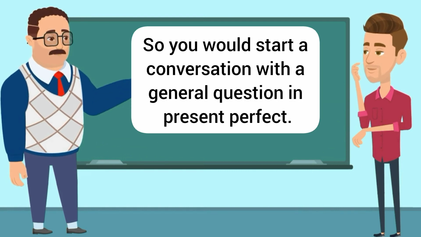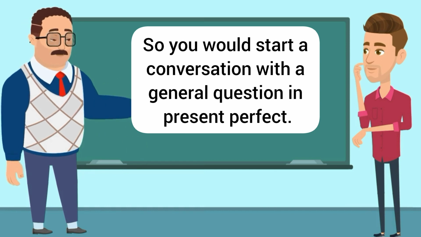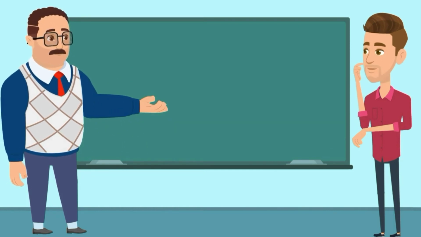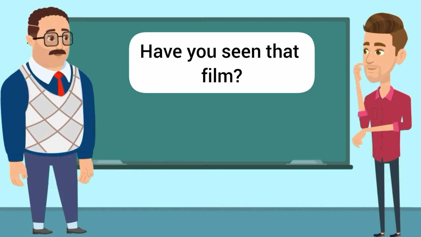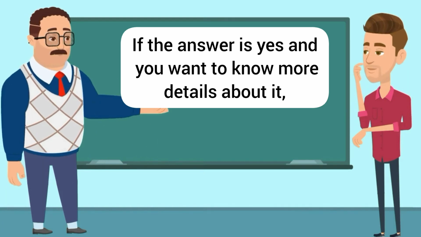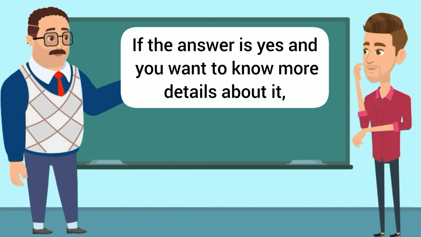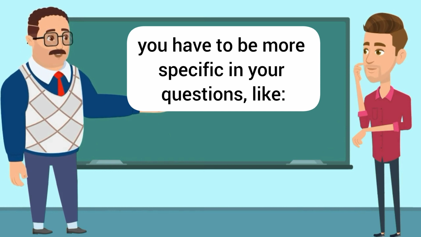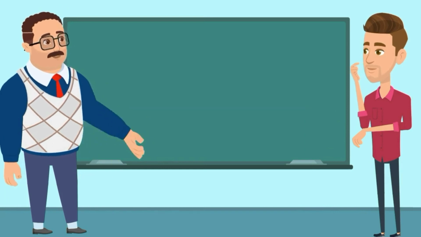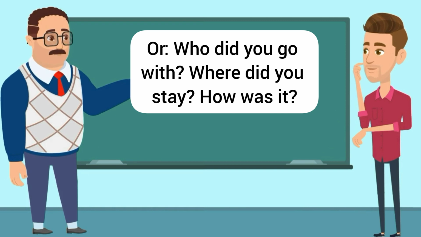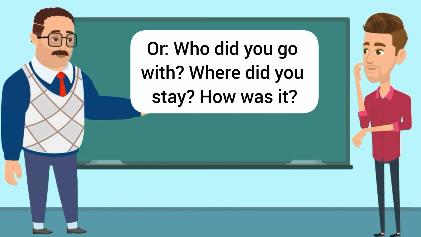So you would start a conversation with a general question in present perfect. Have you ever tried sushi? Have you ever been to the USA? Have you seen that film? If the answer is yes and you want to know more details about it, you have to be more specific in your questions, like, when did you try it? Did you like it? Was it good? Or, who did you go with? Where did you stay? How was it?